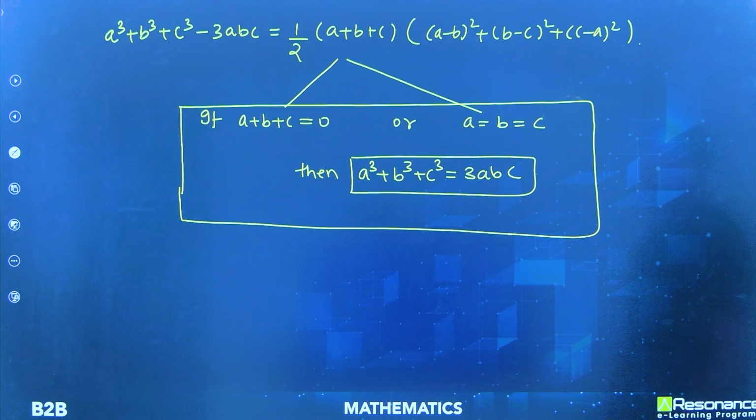So two things you have to remember. If a + b + c is equal to 0 or a is equal to b equal to c, then always a³ + b³ + c³ will be equal to 3abc. है ना?